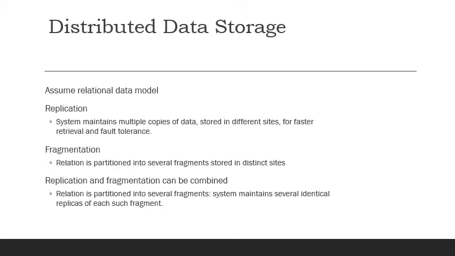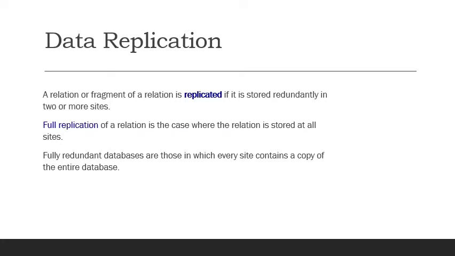Fragmentation and replication can be combined. A relation can be partitioned into several fragments and there may be several replicas of each fragment in the system. Data replication: a relation or fragment of a relation is replicated if it is stored redundantly in two or more sites. Full replication of a relation is the case where the relation is stored at all sites. If we have n sites, all n sites will have copies of that particular relation. Fully redundant databases are those in which every site contains a copy of the entire database. Here, n sites each contain an entire database copy.